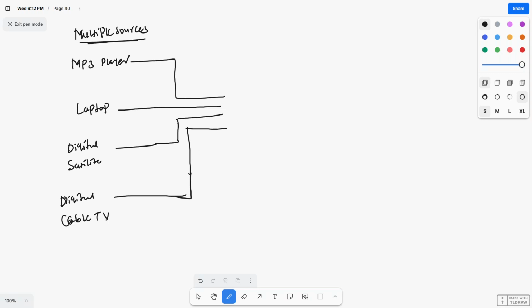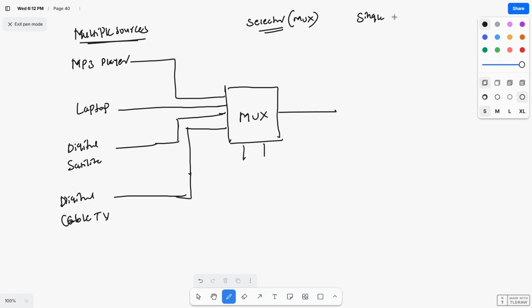So this I need to give to a selector. Selector is nothing but MUX. If you connect to a 4x1 MUX, this is a selector. How many selection lines are there? Two selection lines are there, and the output is connected to a single destination.